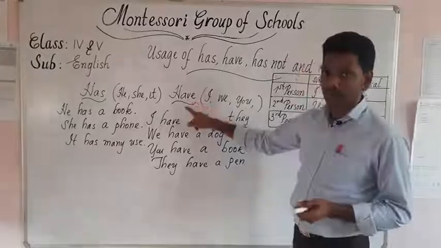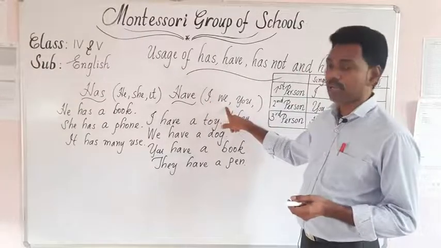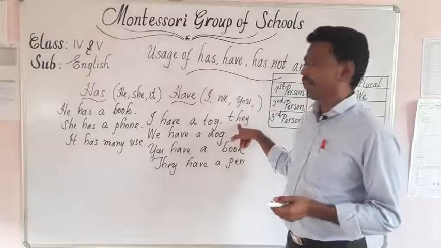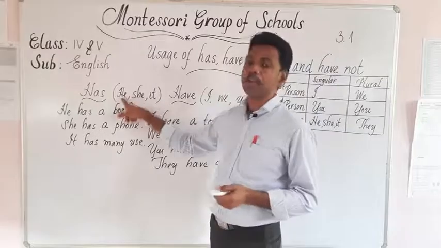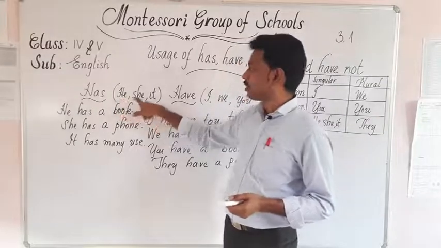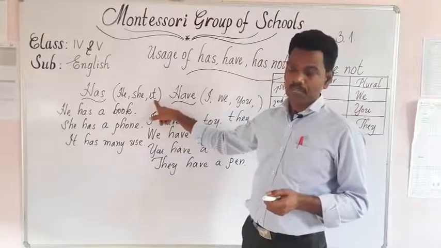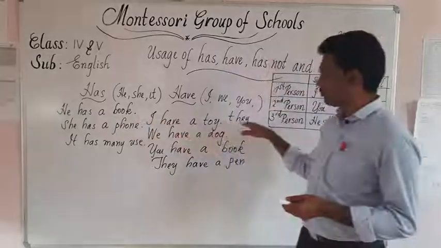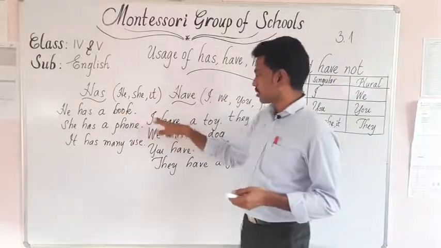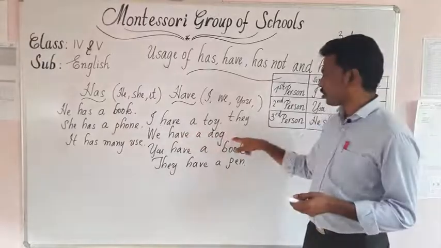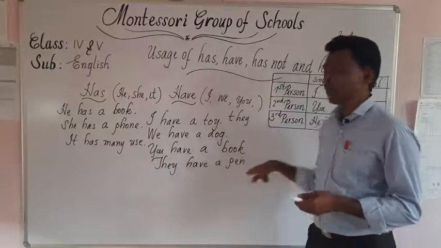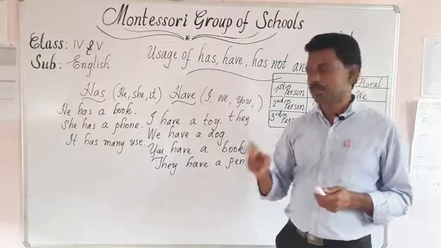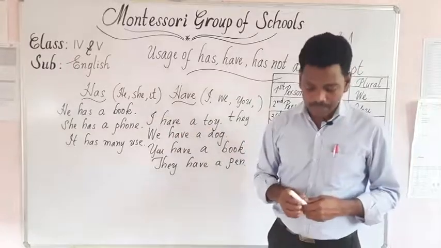Now, where do we use has and have? We use have with first person singular plural, second person singular plural, and third person only plural. Whereas we use has with third person singular, that is he, she, it. At the same time, they are all possessive case. He has a book, I have a toy. We have a dog, you have a book, and they have a pen. These are all showing the possessive case.